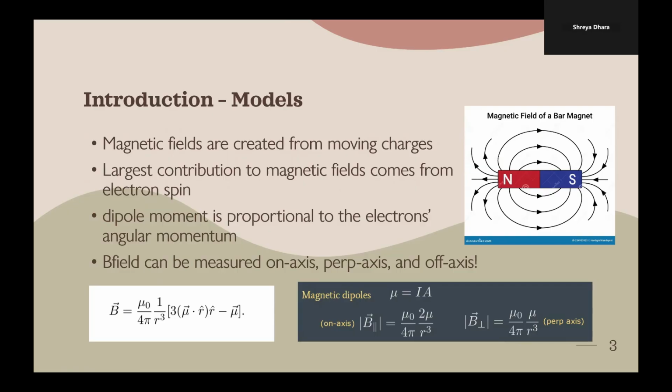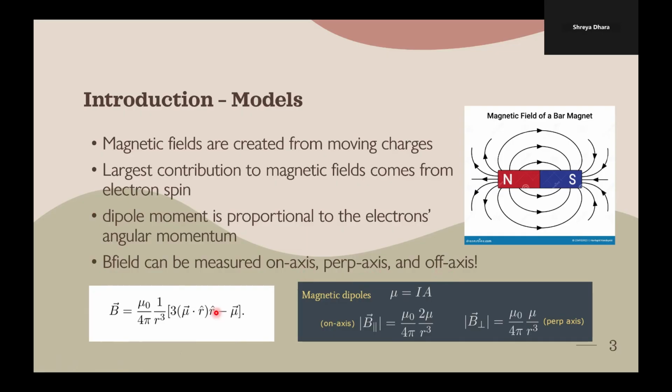To provide an introduction of the models, this lab is largely focused on magnetic fields and dipoles. Magnetic fields are created from moving charges, and the largest contribution to magnetic fields comes from electron spin. And the angular momentum of the electrons is represented by the dipole moment, and here we call that mu. So mu equals IA. And then the B field, or the magnetic field, can be measured three different ways. It can be measured on axis, perpendicular to the axis, and off the axis.